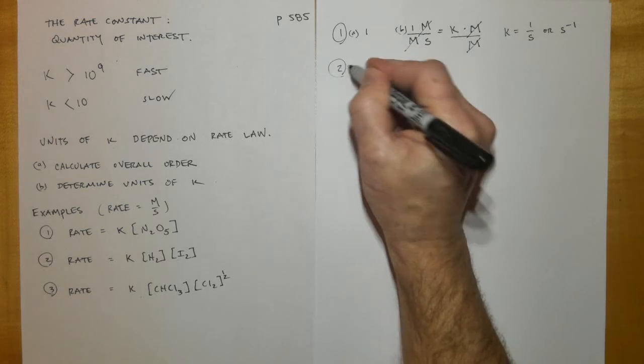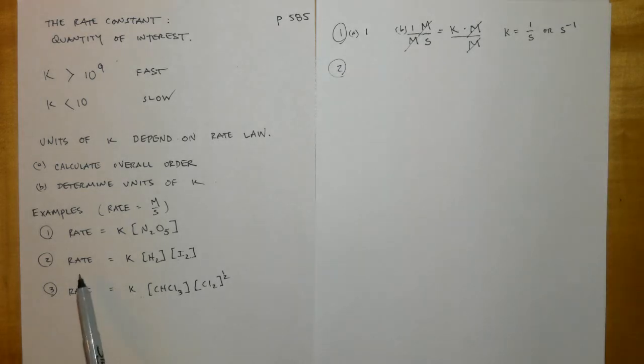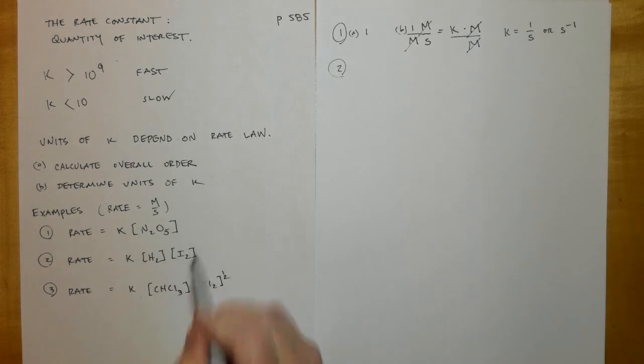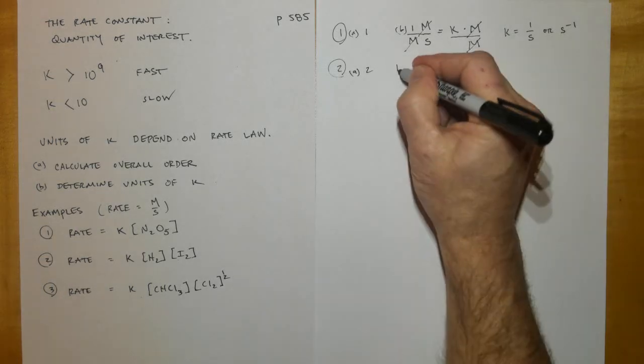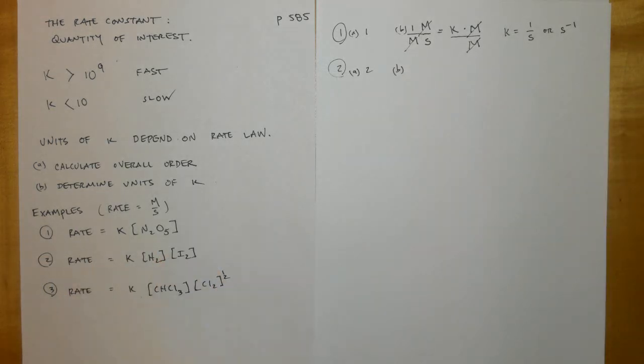All right, example number 2. For this rate expression, calculate the overall order. Well, this is to the first power, and this is to the first power. Add those two together. Overall order is 2. Determine the units of K.